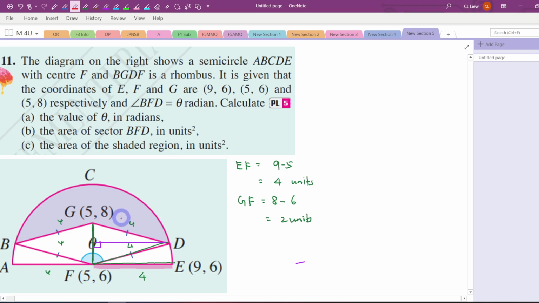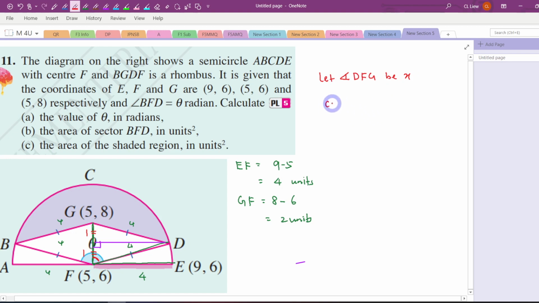This is the same, GD and FD having the same length, right? So when you draw a line, like go down like this perpendicular to FG, we know that these two must be having the same length, which is 1 and 1. Now, can you use trigonometric ratio to help you to get the angle here? Okay, let angle DFG be x.